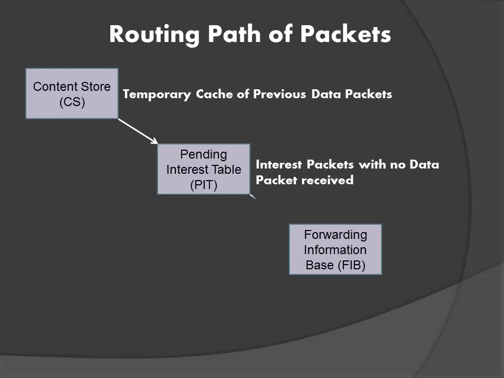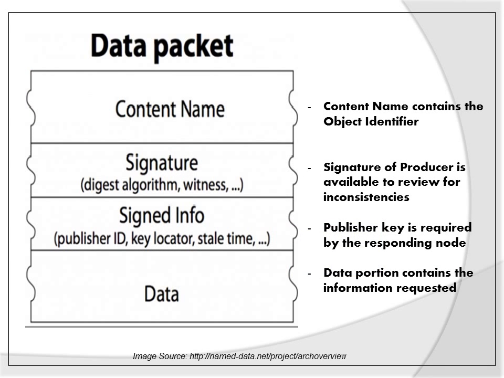And following the pending interest table, you're going to see the forwarding information base, or FIB. And this is a routing protocol very similar to the one currently used with TCP/IP, and it is the final step before the information is sent out to the web. So once the information has been sent out to the web and it has been returned, it is returned in the form of a data packet.